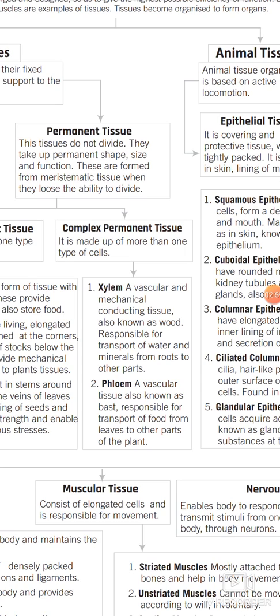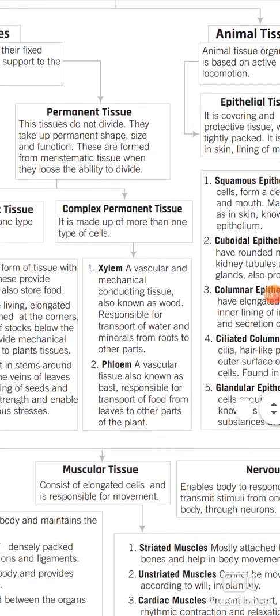That is xylem, a vascular and mechanical conducting tissue also known as wood. Xylem is actually a Greek word; xylos means wood. That is why this tissue is called xylem, which is responsible for transport of water and minerals from roots to other parts. Of course, we know that the roots of the plants absorb water from the soil and then transport that water into each and every part of the plant.